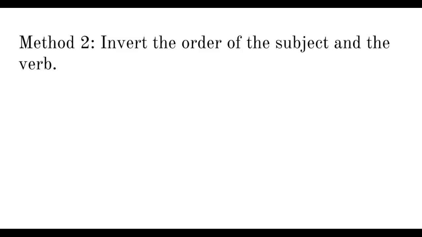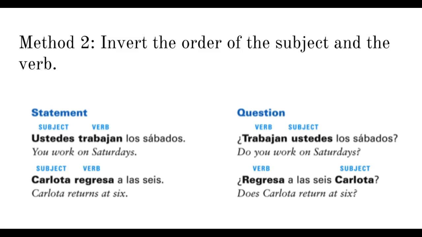Okay, the next method we have is you can invert the order of the subject and the verb. So basically you're just going to swap your subject and your verb. If the verb has an entire phrase with it, then you can change that. You can put your subject at the end of the entire phrase. So the first example here, if I want to just make the statement, you work on Saturdays, I can say, ustedes trabajan los sábados, just like we did in the last example. To turn that into a question using method 2, I now am going to swap my subject and my verb. ¿Trabajan ustedes los sábados? Okay.